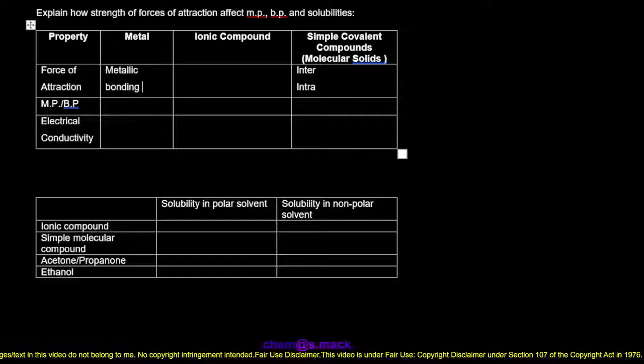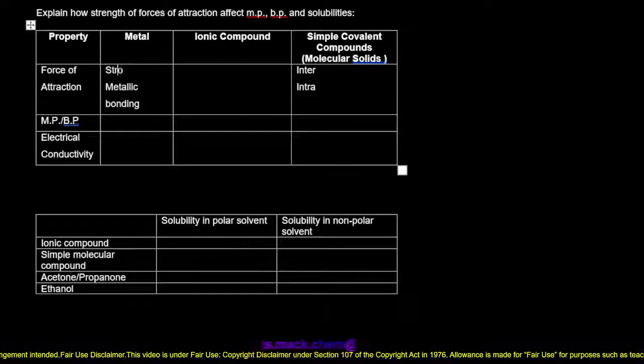cations that are formed. These forces of attraction between the cations and the sea of delocalized electrons give rise to a type of force of attraction called metallic bonding. Metallic bonding is considered to be a strong force of attraction. Because it is a strong force of attraction, this means large amounts of heat energy are required to break these forces. So metallic substances or metals have high melting points and boiling points.